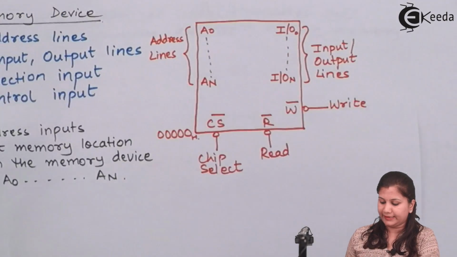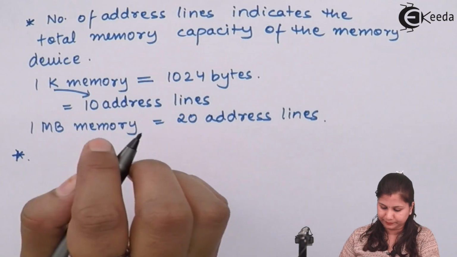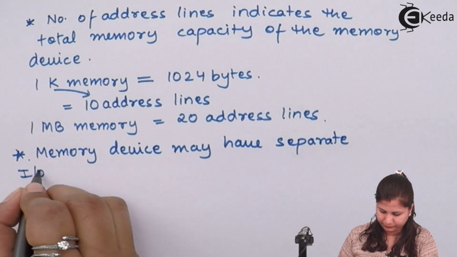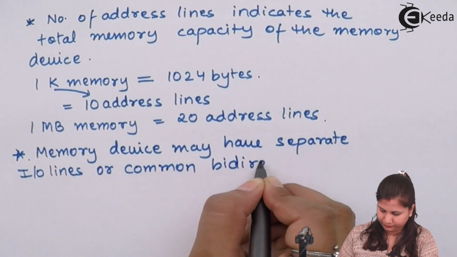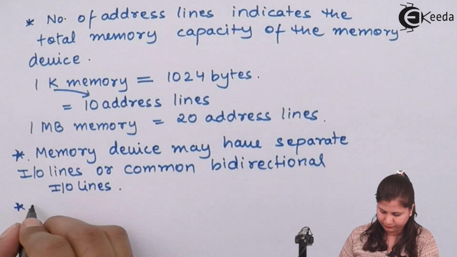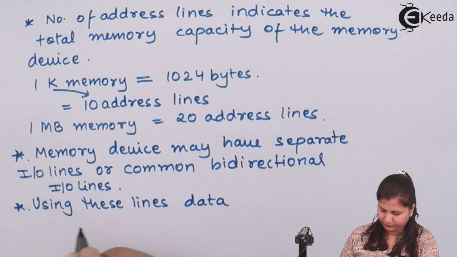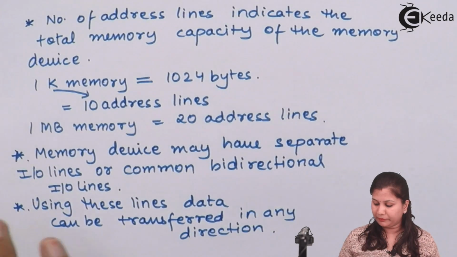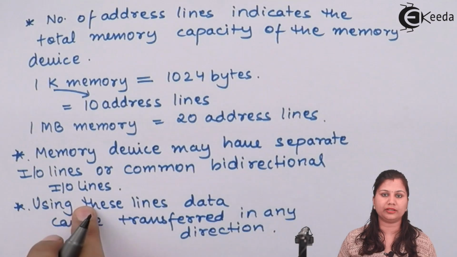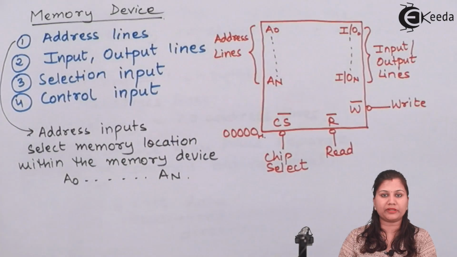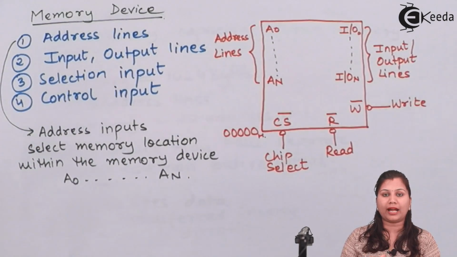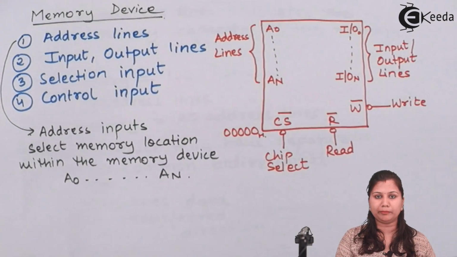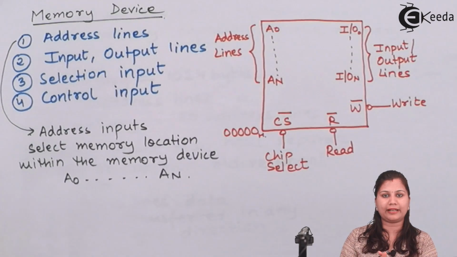So this was about the address lines. Next we have the input output lines. The memory device may have separate input output lines or common bidirectional input output lines. The microprocessor writes data to or reads data from the memory, so that data will be available on these input output lines. Now the memory device can have separate input lines and separate output lines, or it can also have common bidirectional input output lines.